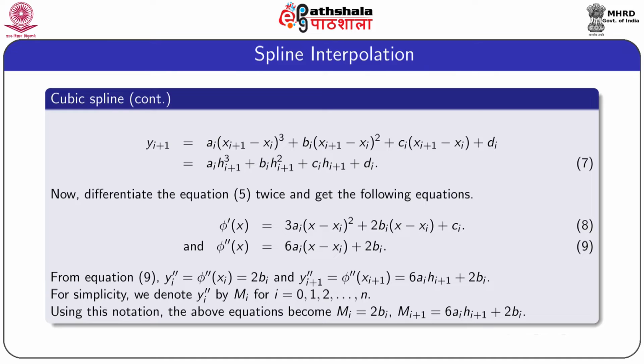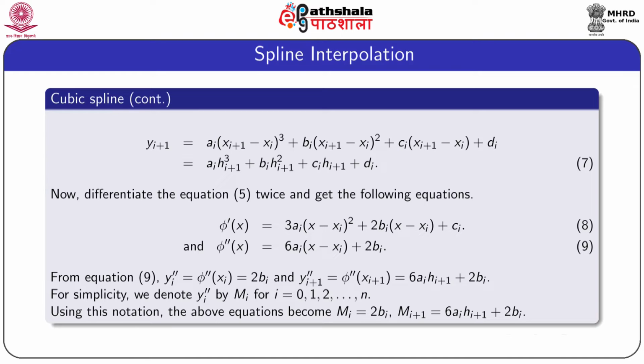Since x_{i+1} - x_i is the length of the interval and it is denoted by h_{i+1}, therefore y_{i+1} becomes a_i h_{i+1}^3 + b_i h_{i+1}^2 + c_i h_{i+1} + d_i. So, this is equation number 7.